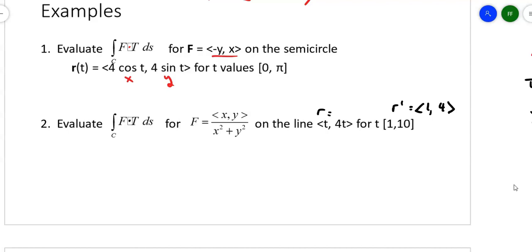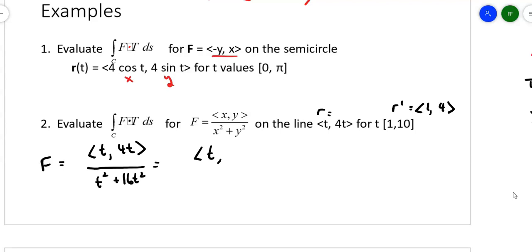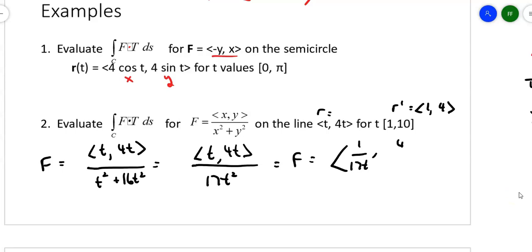So now I need to substitute that into my vector field. So I replace the x and the y with a t and a 4t. And on the bottom, I get x terms squared plus y terms squared. So this gives me t, 4t on the top and a 17t squared on the bottom. So I can actually write this as my field being what? 1 over 17t, 4 over 17t.